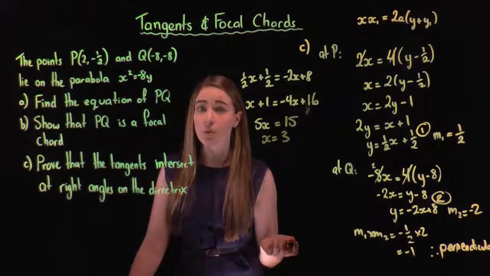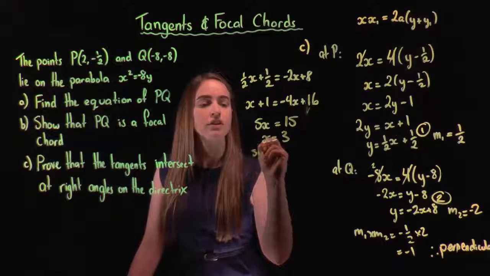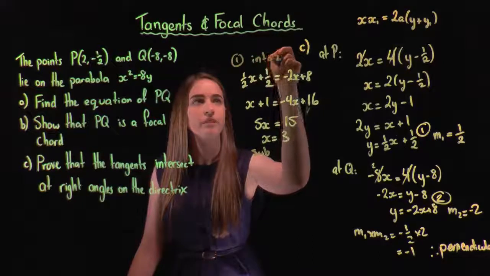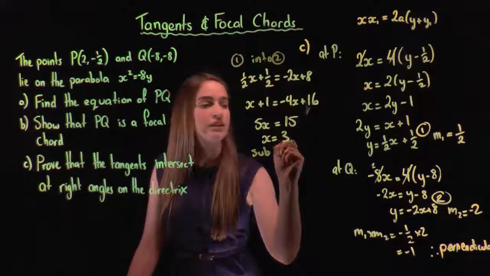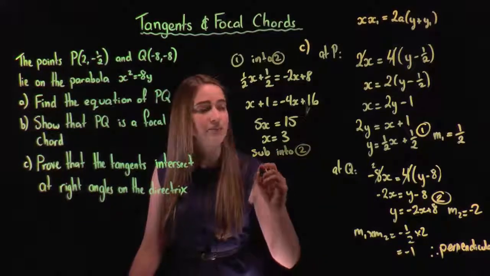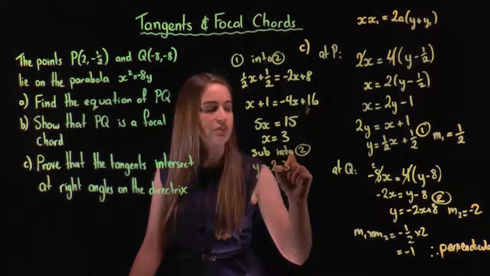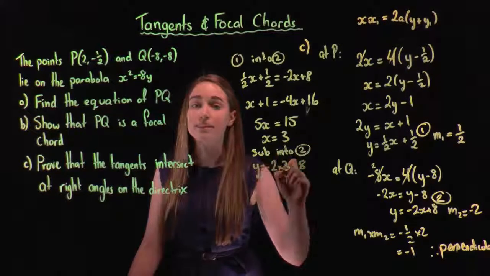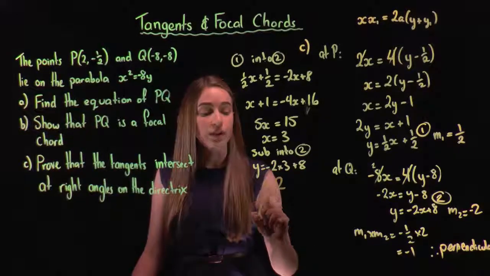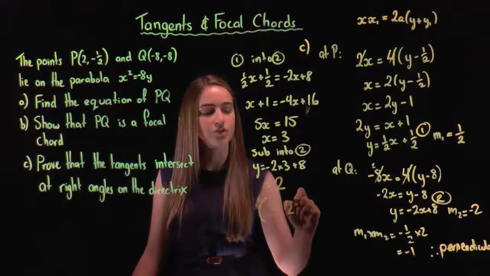So that's the x coordinate, but that doesn't help us yet. We also need to find the y coordinate. I should have written 1 into 2 here. I'm going to sub x = 3 into equation 2. I could have done it into 1, it doesn't really matter. That gives me y = -2 times 3 + 8, which is -6 + 8, which is equal to 2. So the coordinates of the point of intersection are (3, 2).